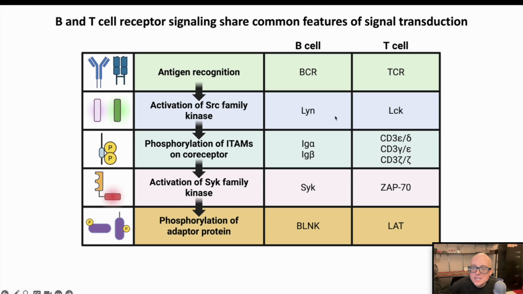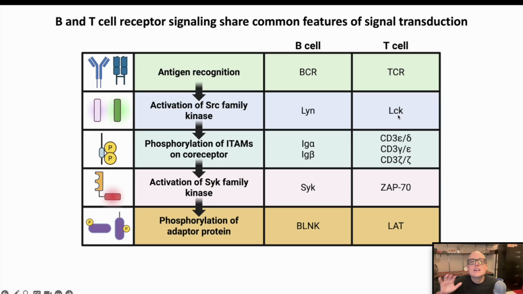The major difference here is that Lyn is tethered into the membrane, but typically is diffusing around in the membrane on its own terms until it comes into close proximity with cross-linked B cell receptors, whereas Lck is very similar in function to Lyn, but within T cells, Lck is physically associated with the co-receptors CD4 and CD8.